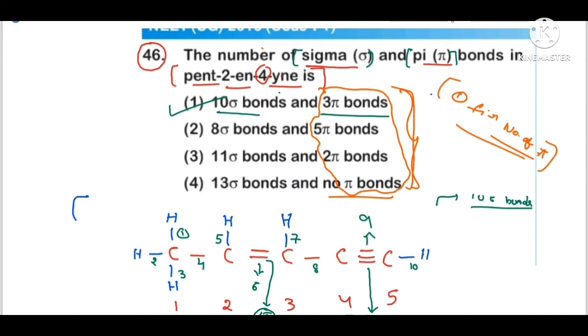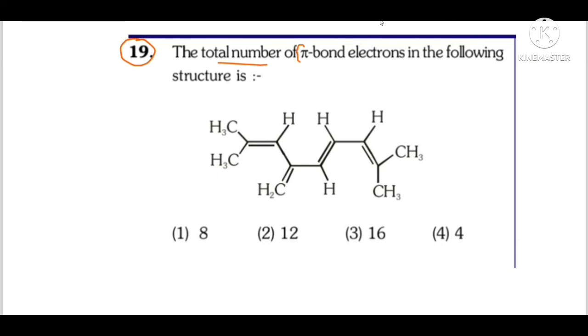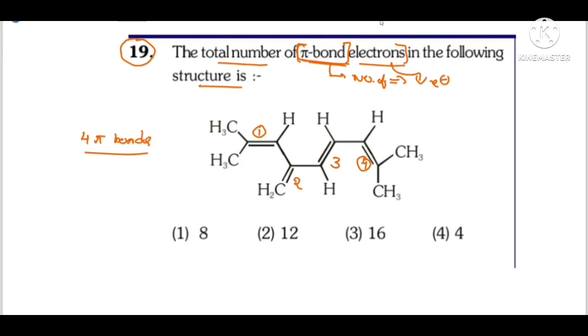Now let us see the next example. Here they ask that the total number of pi bond electrons in the following structure is. Here they are not asking about the number of pi bonds present in the given compound. They are asking for the number of electrons present in the pi bonds. Firstly, verify the number of pi bonds present in the given compound. Here, 1, 2, 3, and 4 pi bonds are present in the given compound.